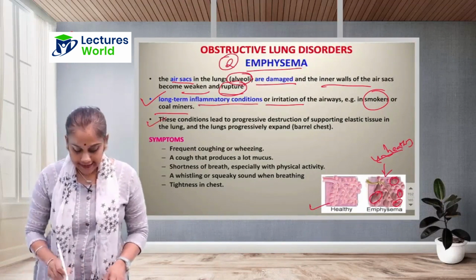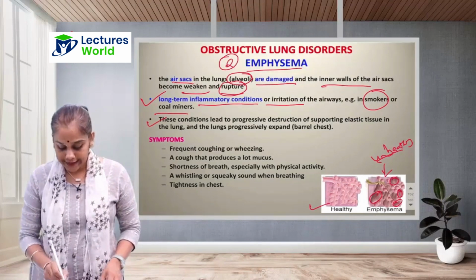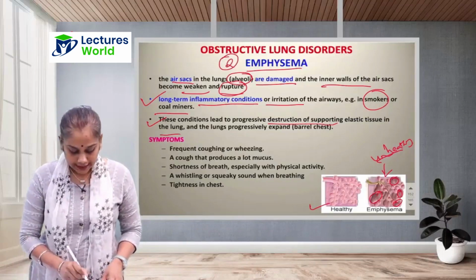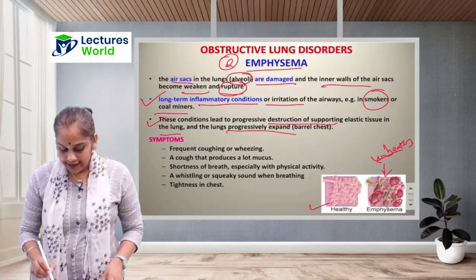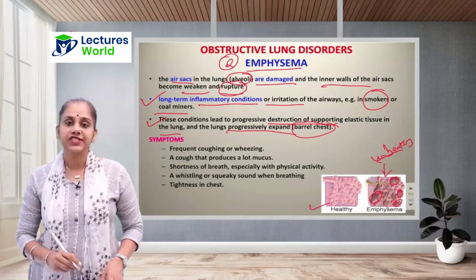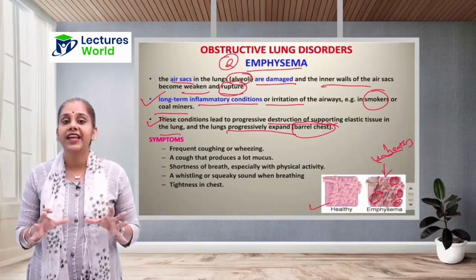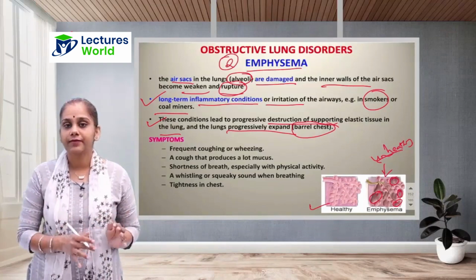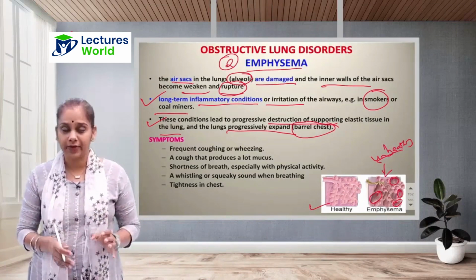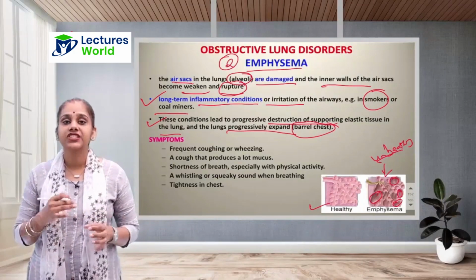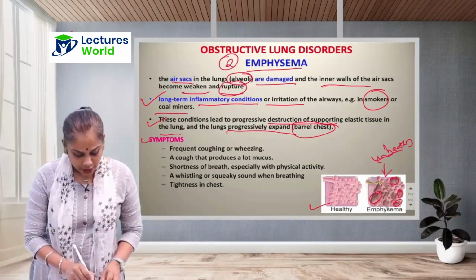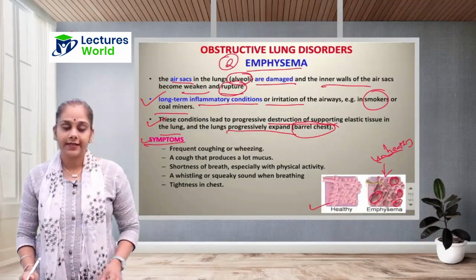These conditions lead to progressive destruction of the supporting elastic tissue in the lung, and the lung progressively expands. That is known as barrel chest. As compared to the normal shape, the lungs expand and the chest looks like a barrel. Now, which are the symptoms of emphysema?